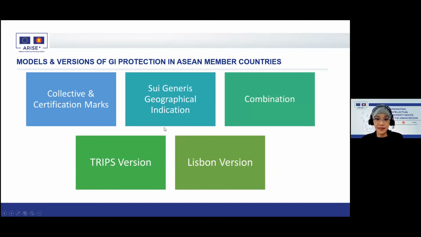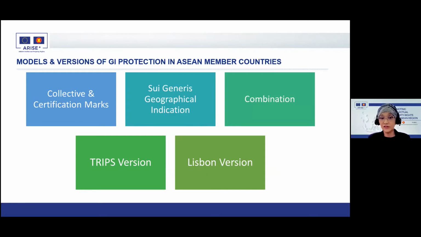Now, we've got several different protection systems on GI in ASEAN member countries. Please correct me if I'm wrong. I would like, in this first session, to review the protections among us.